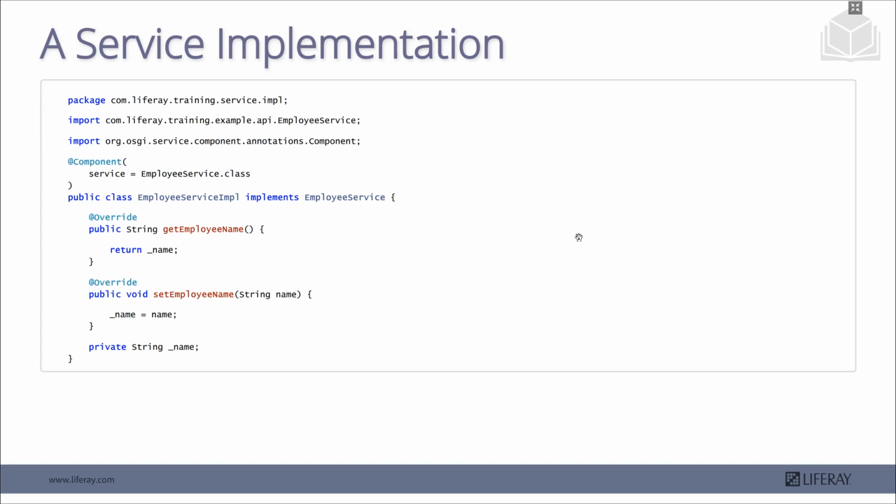Now, what makes this an OSGI service is that component annotation once again. We see the @Component annotation right above public class, and then the service equals is telling the OSGI container that I am this type of OSGI service. It might sound a little funny, but we're going to say this is an EmployeeService OSGI service, or we can also say this is an EmployeeService component.